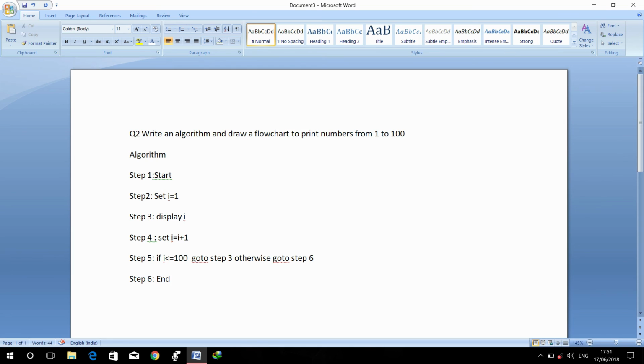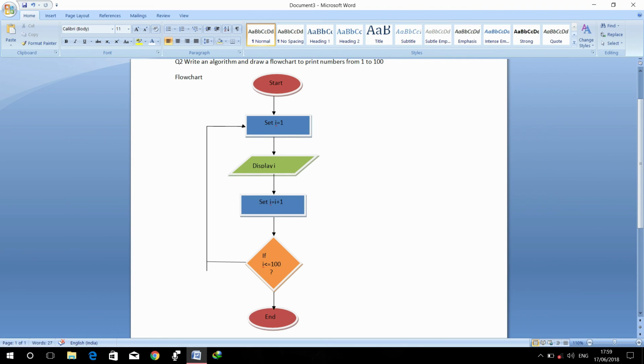Now take a look at the flowchart. So this is the flowchart of that particular problem. The first step is to start, then set I equal to 1, then display, then set I equal to I plus 1, then check. This is the decision making statement. It will check whether I's value is less than 100 or not. If the condition is true, then it goes back, and if the condition is false, then it will end the problem.